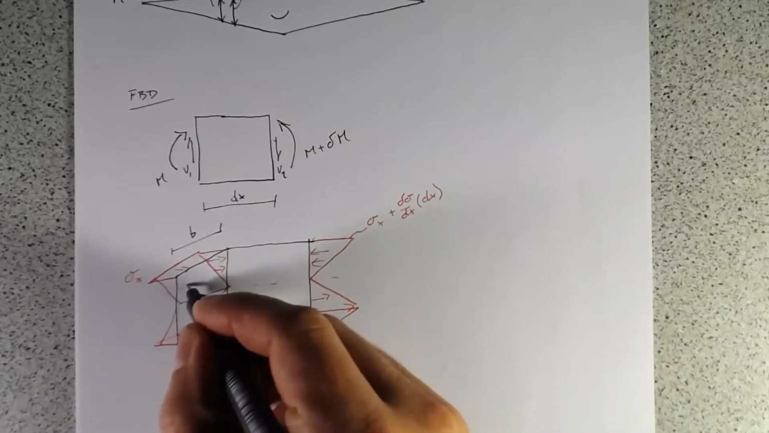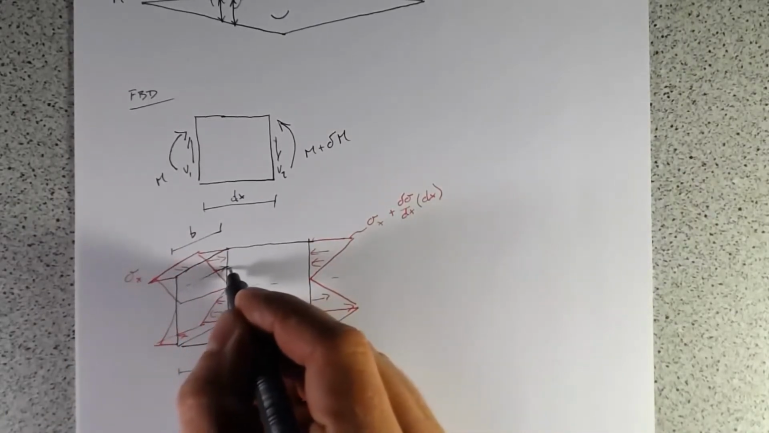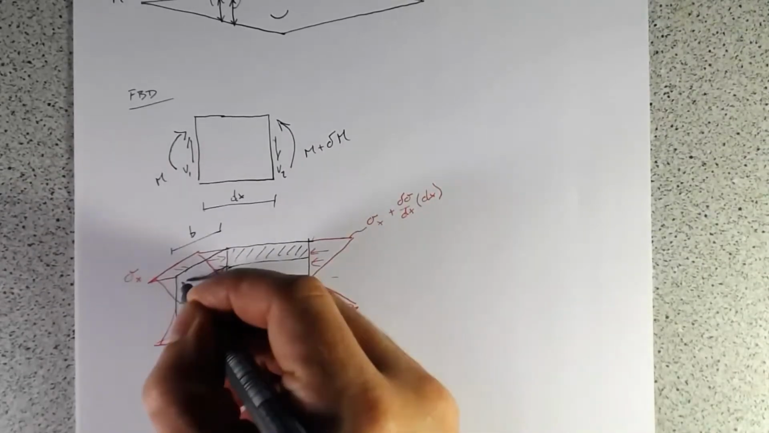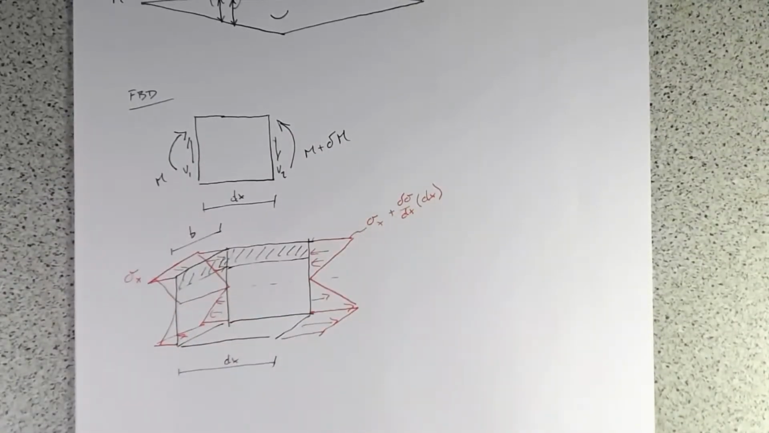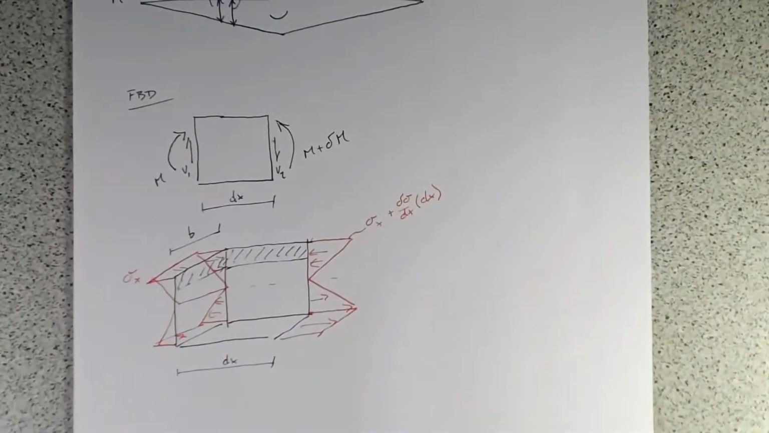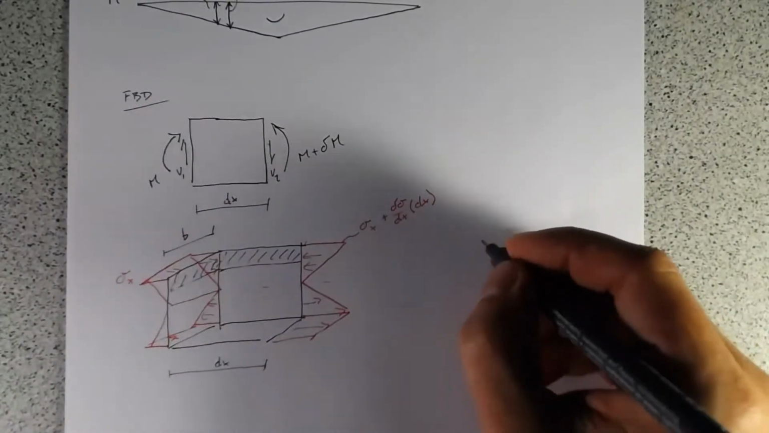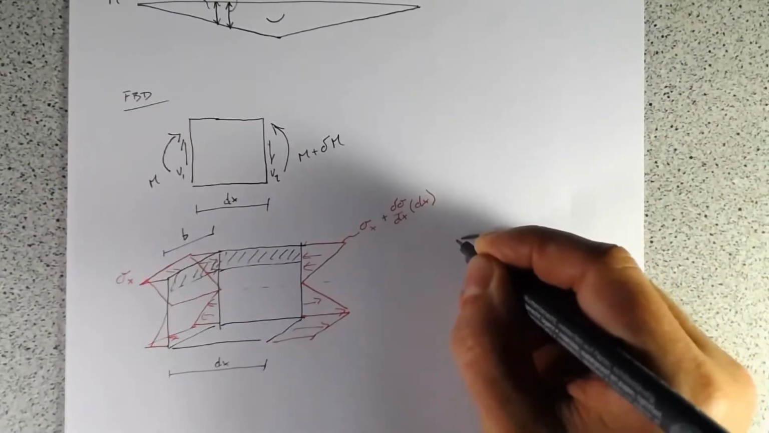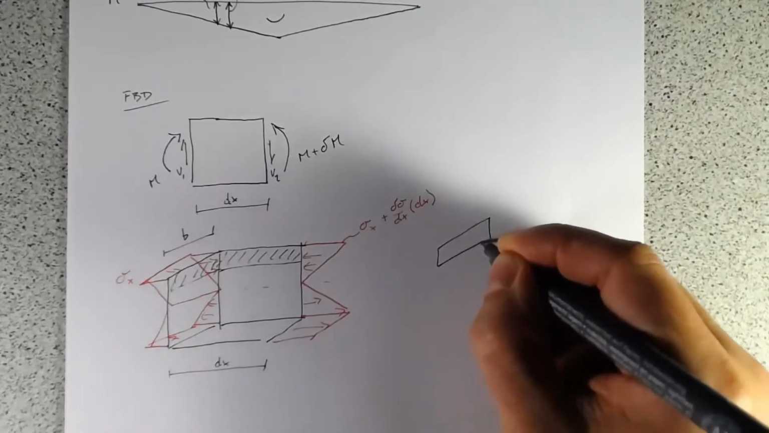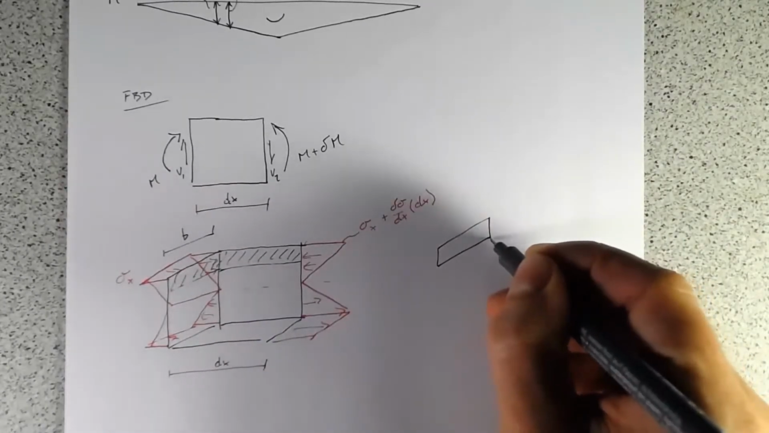So if we just take the top of this here, we'll shade that in to make it clearer. And then let's just draw it over here and then draw the stresses which show up on it. So we've got, again, just sort of looking down from below.